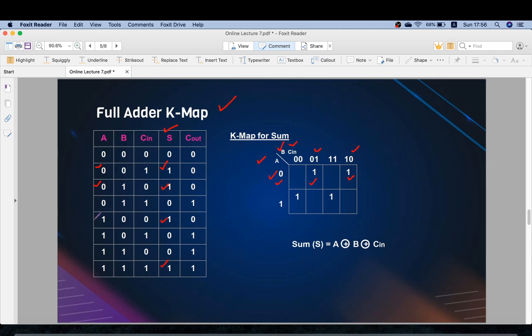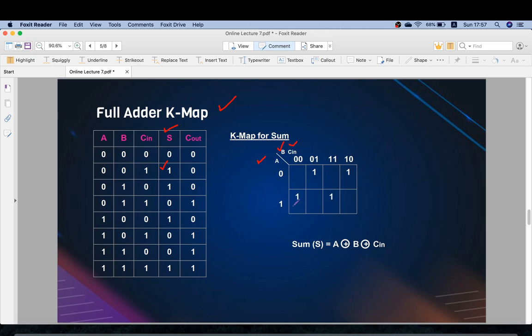The third is 1 0 0, that is 1 0 0. So we will mark the variable 1 here. And the last one is 1 1 1, so we will mark the variable here. So we will check how to make the equation for this.